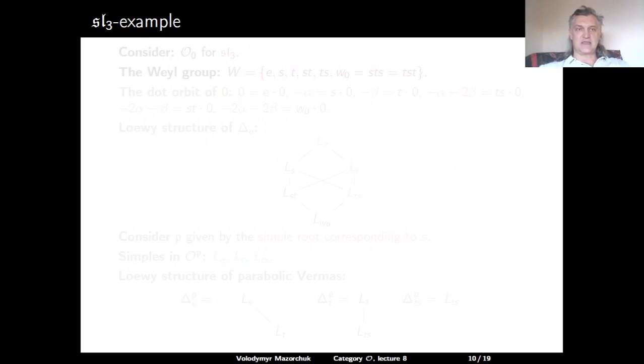Let's consider an SL3 example. So consider the principal block of category O for SL3. In the case of SL3, the Weyl group is just the symmetric group S3, which consists of 6 elements: the element e, then the simple reflections s and t, and then the other elements st, ts, and w0, which is sts or tst.